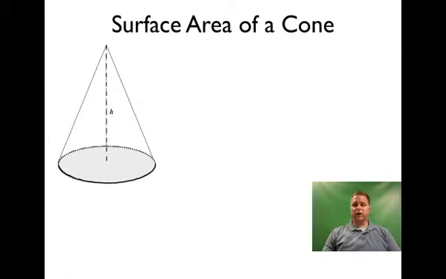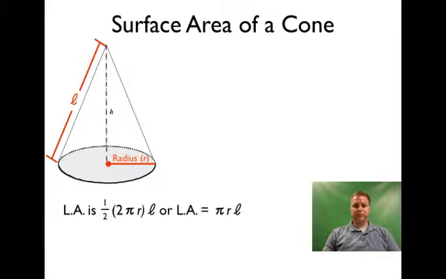Next, we have the surface area of a cone. So try to imagine what a cone would look like if you unwrap it. Again, we have our slant height. And the base is a circle, so we're going to need our radius. So the lateral area is 1/2 times 2 pi r times the slant height, or the lateral area is equal to pi times r times L, if you simplify that.